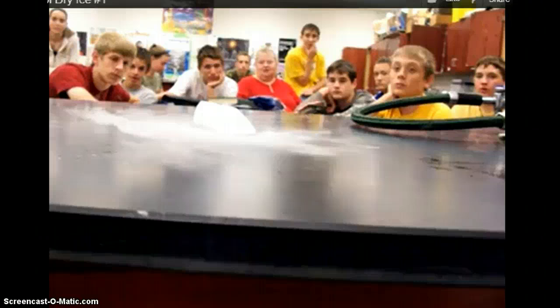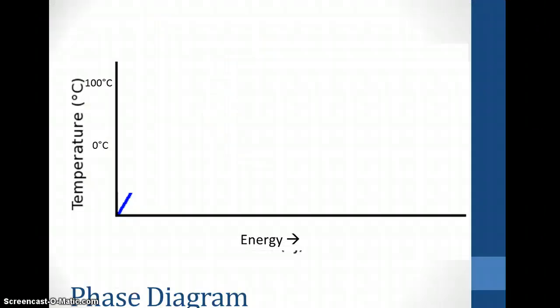As you could see in the video, the piece of dry ice, which was a solid piece of carbon dioxide, was subliming directly from a solid into a gas without going through the liquid phase. The next thing that we're going to do is look at an actual phase change diagram. During this time, I would like you to fill out the phase changes and the melting point and boiling point that you see on the phase change diagram on your own handout.